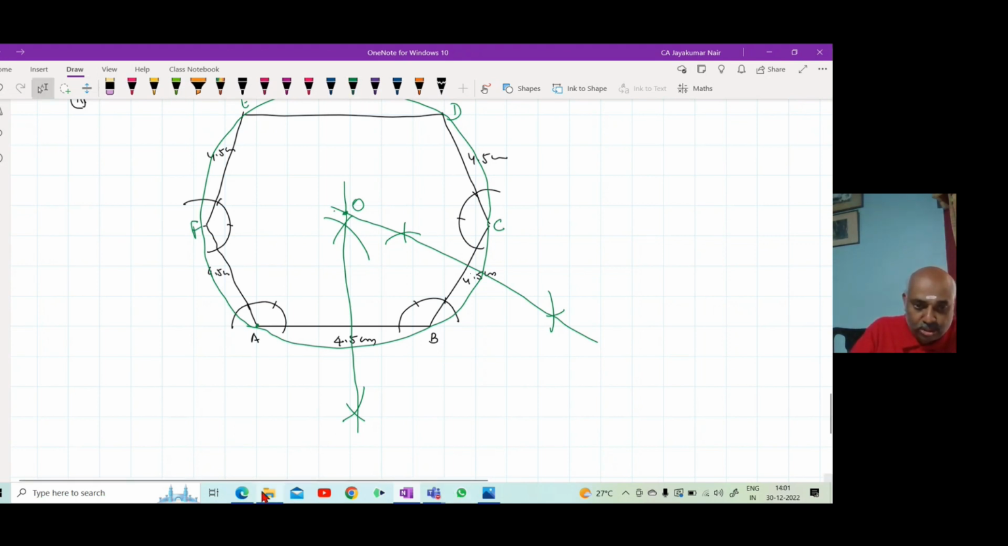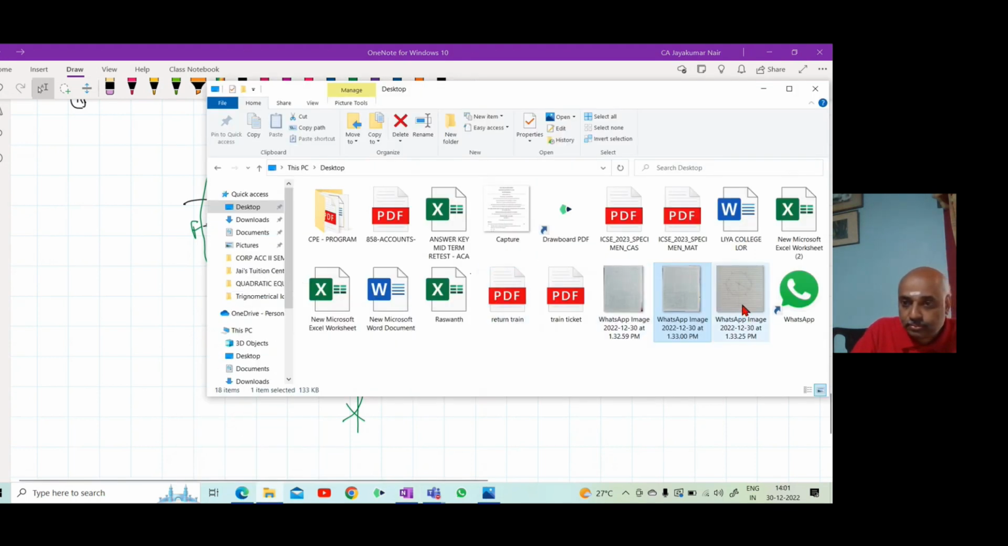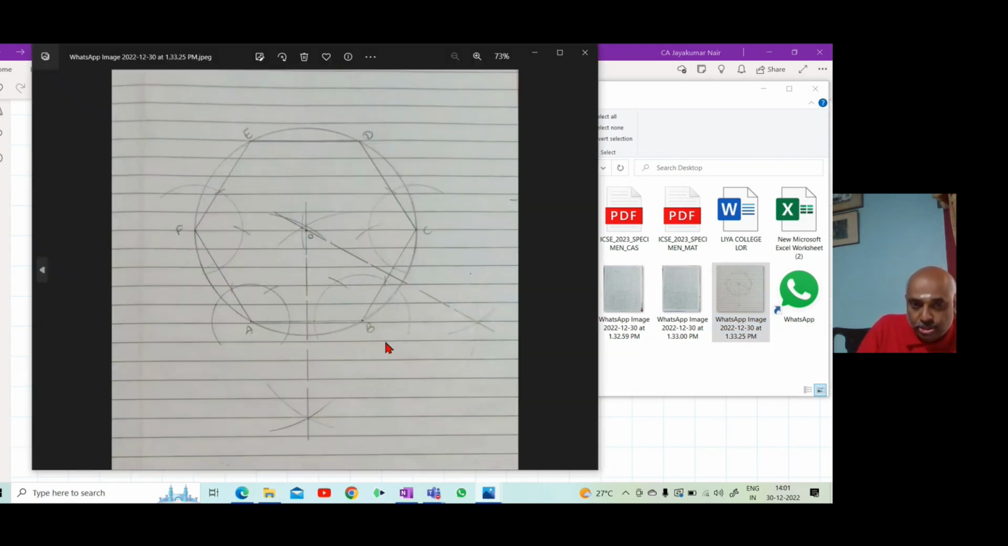Now I will show you the constructed figure. So this is AB. You construct 120, 120. You take 4.5 and you're also 4.5. And then here construct 120, here also construct 120. So this is how the regular hexagon will look. Remember, all sides are equal.